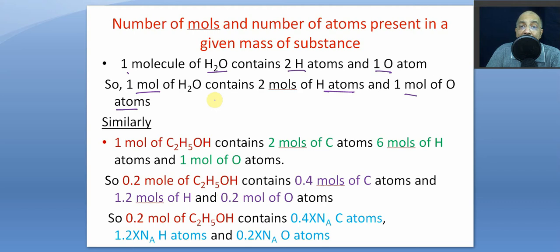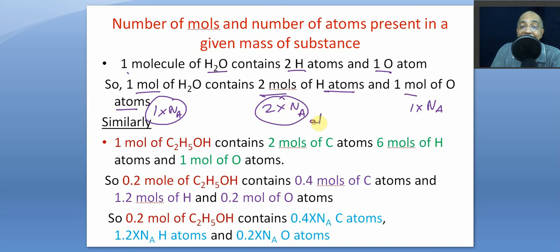Now, if you know the number of moles of hydrogen atoms is 2, then the number of atoms is 2 into Na, Avogadro's number. And the number of atoms of oxygen is 1 into Na. And the number of molecules of water is 1 into Na. This is atoms, this is molecules.